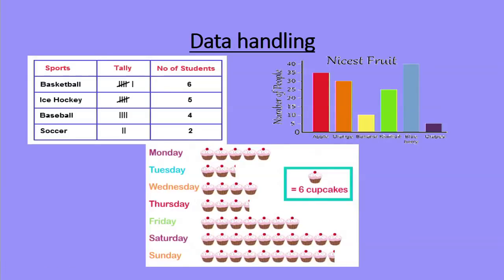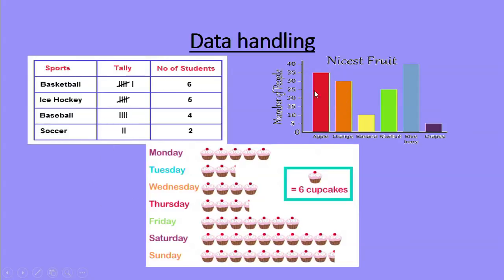When it comes to data handling, usually you will be given a graph. In my first example, we have a tally chart. In a tally chart, I just want to show 2, 3, 4, and then I draw a line through, which is 5. So in this sports here, basketball, the number of students that play basketball is 6.